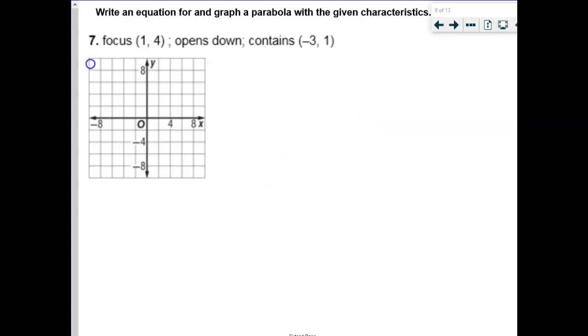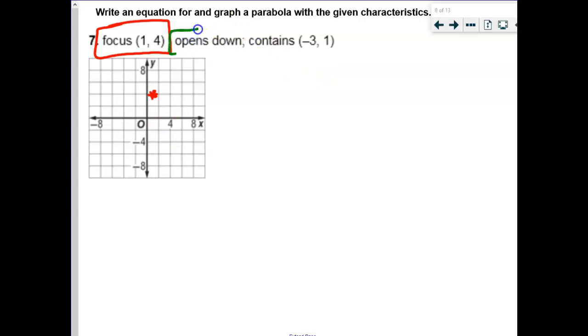It's another one, just like this. This one's not any easier. All right, they count by twos. So 1, 4. Right there. There's your focus. Not a part of the parabola, but it's your focus.